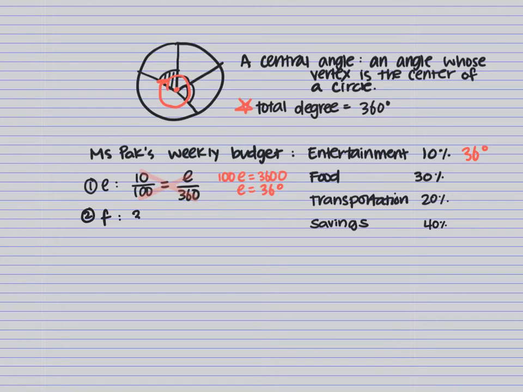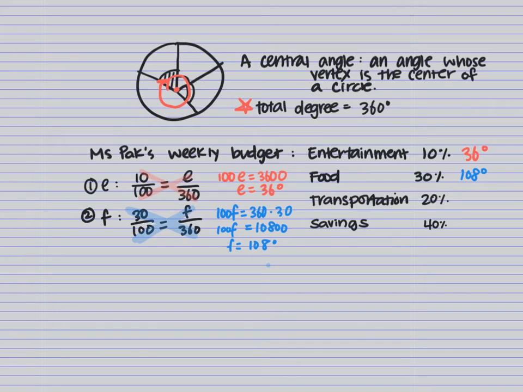I'm going to set up again 30 over 100 equals F over 360, and you do the operation again. So you multiply these two and these two, and you're going to end up with 100f equals 360 times 30, which is going to give you 100f. So f is going to be 108 degrees, which is exactly 3 times 36.